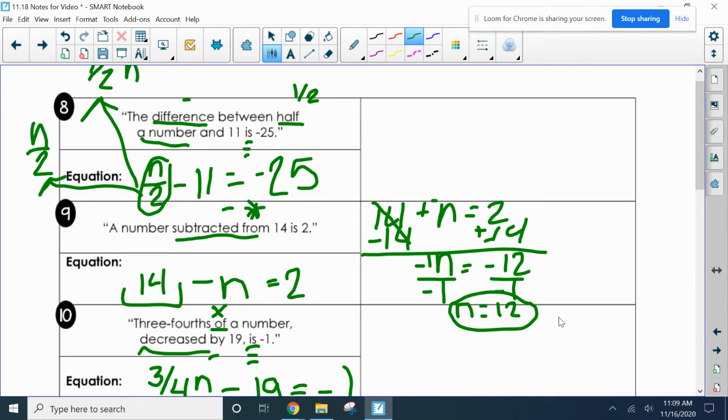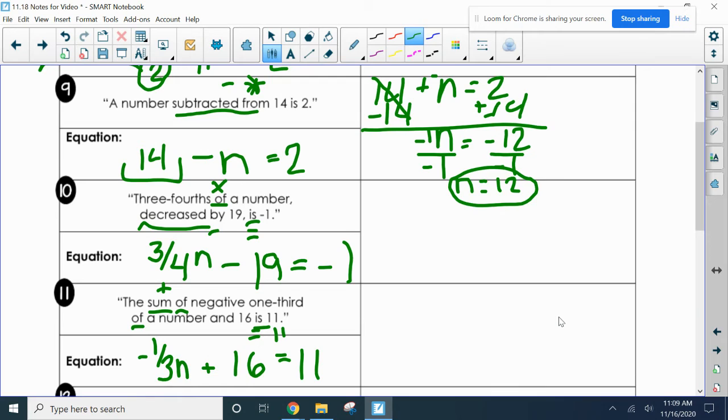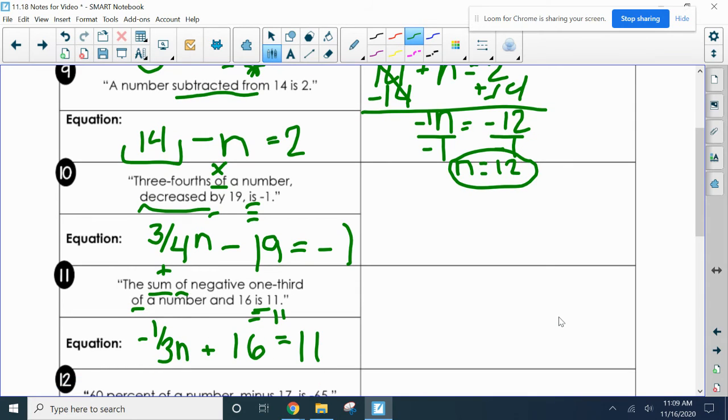Awesome. Did you get that? If you didn't, was it the sign at the end there? Awesome. So I have 3/4 n. So 3/4 times n minus 19 equals negative 1.